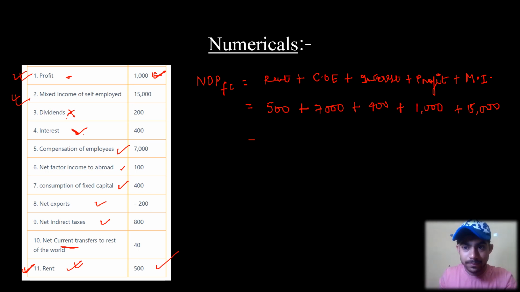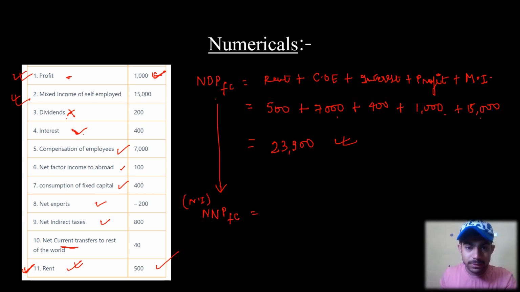Let's add this. 15, 7, 1, 23, 23,900. So we get domestic income or NDPFC as 23,900. And in order to convert this NDPFC to the NNPFC, we only have to add NFIA. So NNPFC or national income is equal to NDPFC plus NFIA, that is net factor income from abroad.